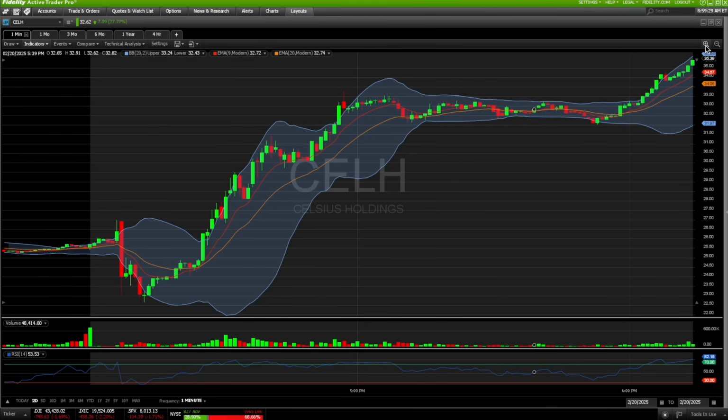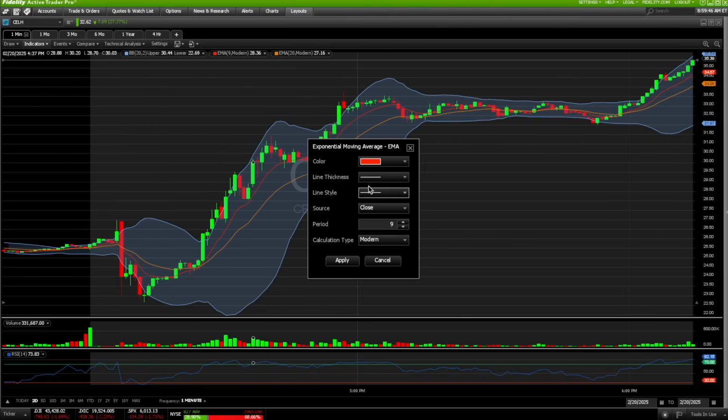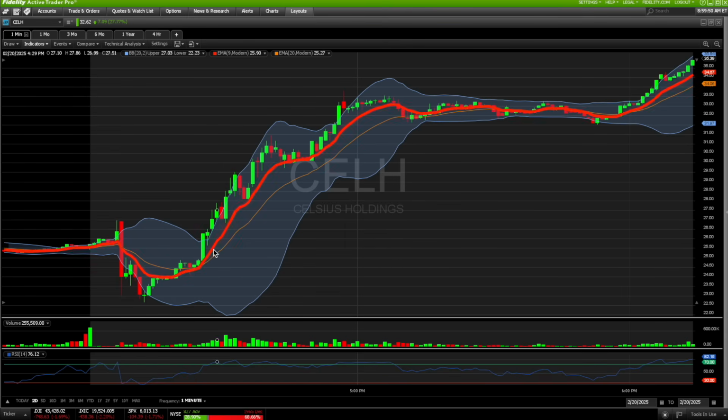So let's show you how momentum works. What I want you to do is quickly focus just on here and focus on the 9 EMA, which is the red line. I'm going to click on this and make it a little thicker just so it's easier for you guys to see. You just click up here, click modify, and then make this thick and apply. So now it's a little bit easier to see.